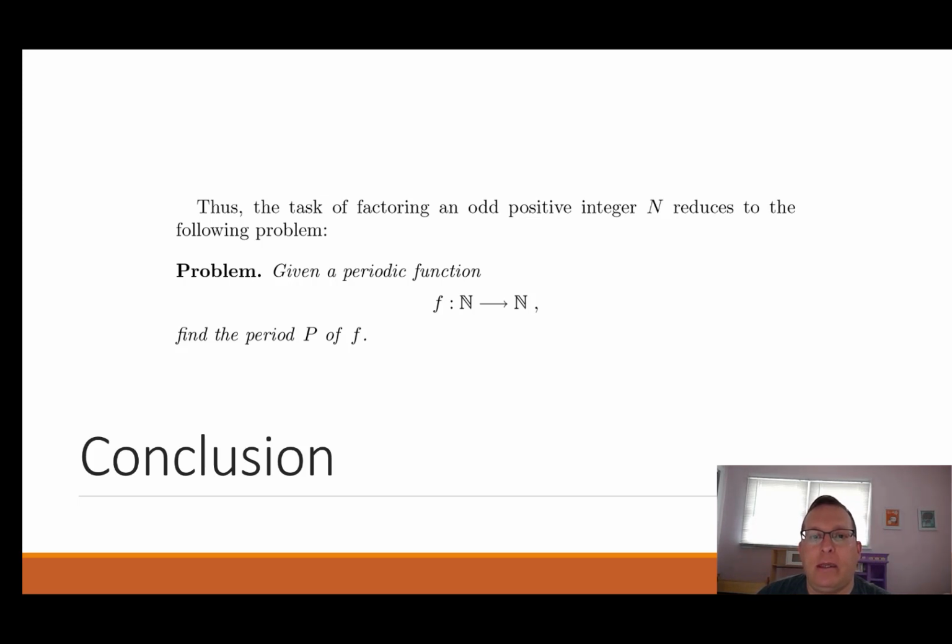Basically, this is the entire Shor process or algorithm, and we'll see here the conclusion. The task of factoring an odd positive integer n reduces to the following problem: we're factoring n, and we're going to find the period p of f. That was quite difficult in terms of mathematics, and quite difficult in terms of going through the numbers. But long story short, Peter Shor came up with this algorithm that factors numbers that become great in size, and a quantum computer can do that, whereas a regular computer cannot.